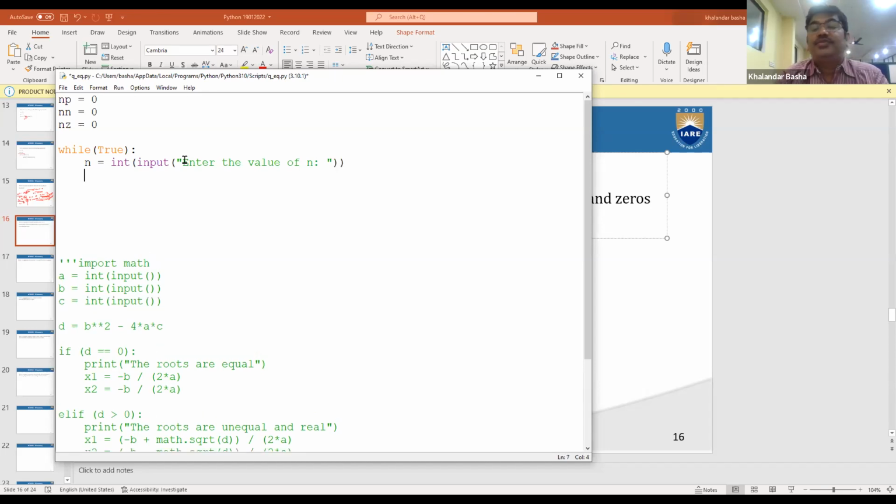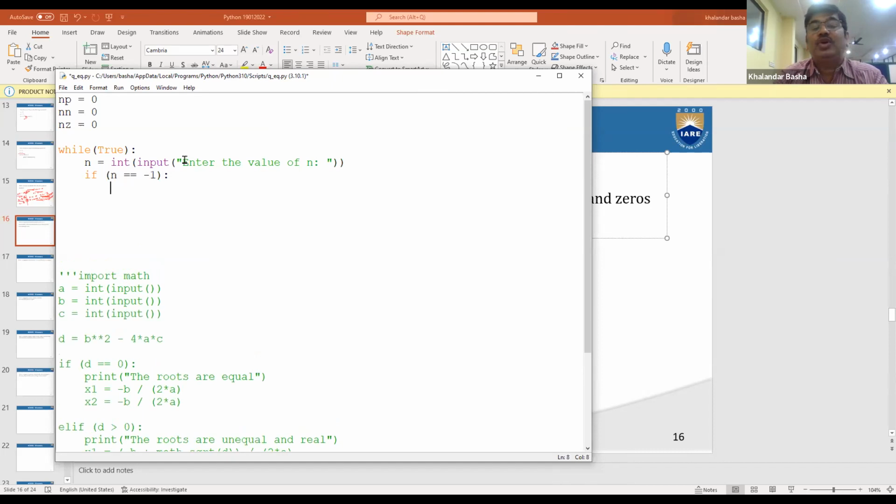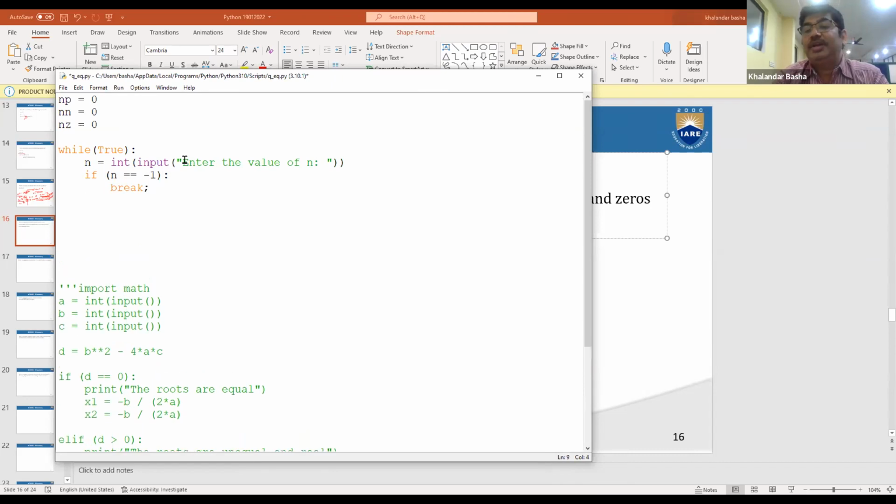Done. So first we have to check whether the number entered is -1 or not. If n == -1, meaning the number entered is -1, what action do we have to perform? We have to come outside of the loop. So here we will write a break statement.